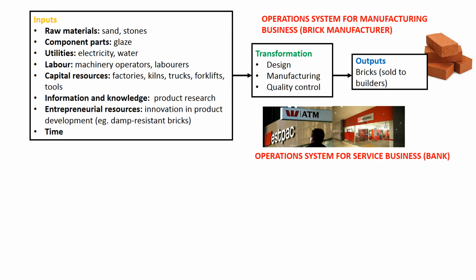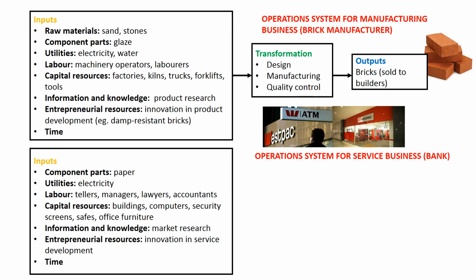Turning now to the operations system for a bank, the inputs for this operations system include utilities such as the electricity which is necessary to keep the lights on in the bank, and labour such as the tellers, managers, lawyers and accountants who work for the bank. Again, there are many other inputs that are used in the production of financial services by the bank, and I'll leave you to read these inputs for yourselves.